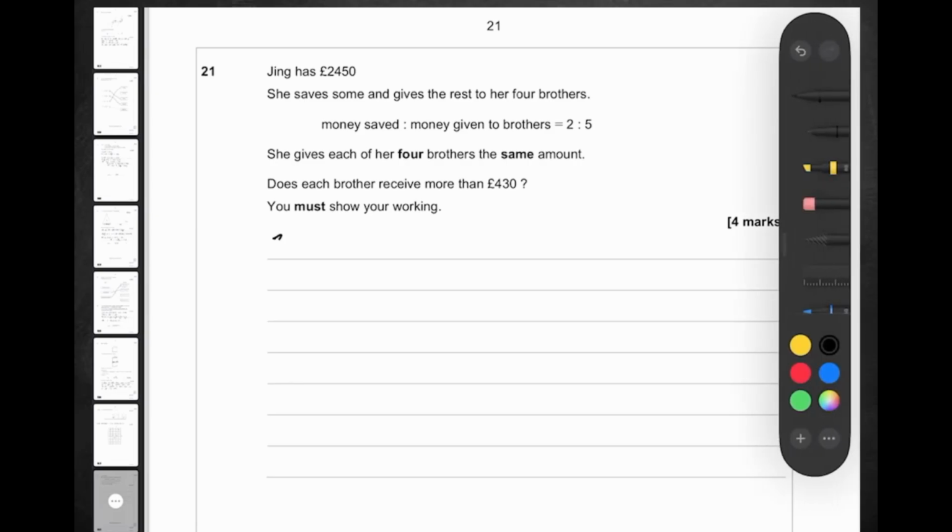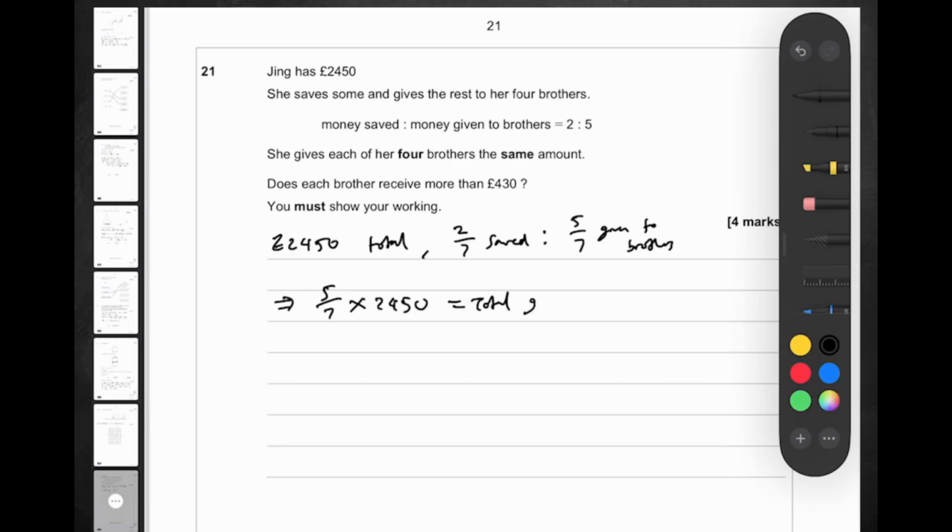So, £2,450 total. 2 out of 7 saved. 5 out of 7 given to brothers because of the ratio 2:5. To work out the fraction, you just need to add the 2 numbers together that are in the ratio and put them on the bottom, the denominator of the fraction. So, therefore, 5 out of 7 times 2,450 equals total given to brothers. Do that on my calculator.